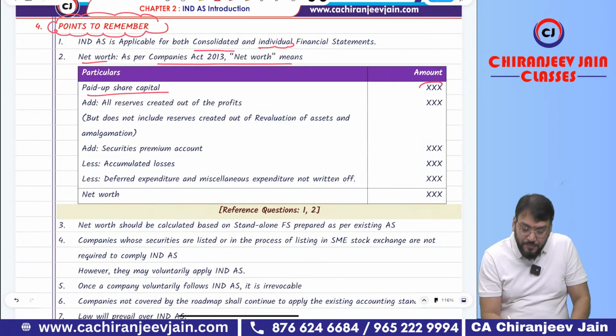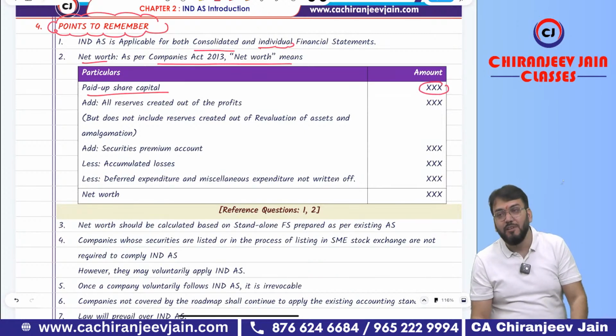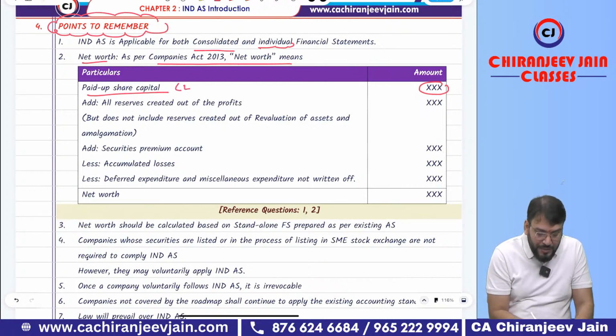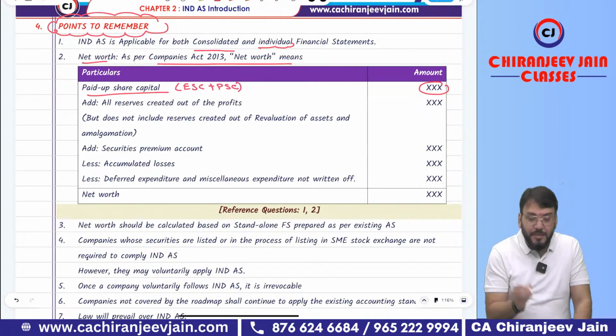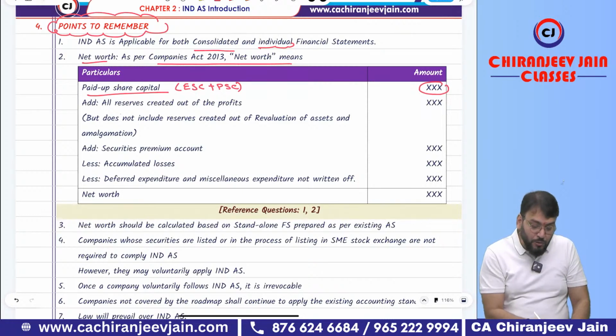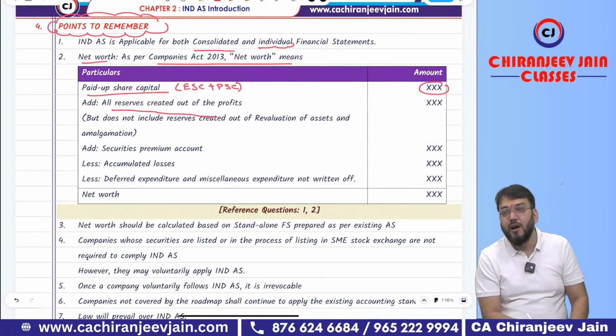So paid up share capital. Now when I say paid up share capital, whether it will include preference share capital? Yes, of course it will include. So it will be equity share capital plus preference share capital. It will also include all the reserves and surplus created out of profit.